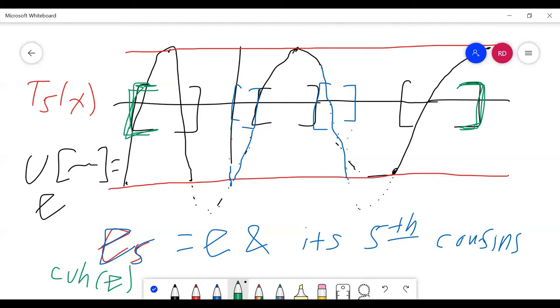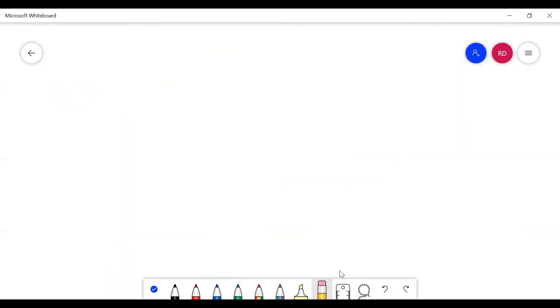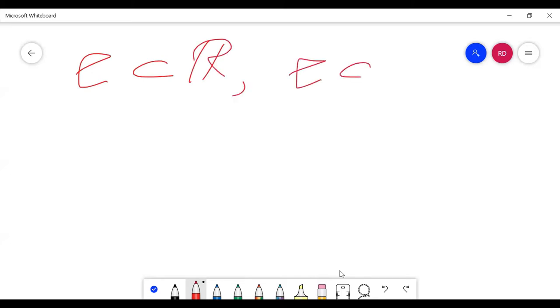So we're going to give a little set containment to fill in what we've just said. As I said, E is in R, but E is also in C.